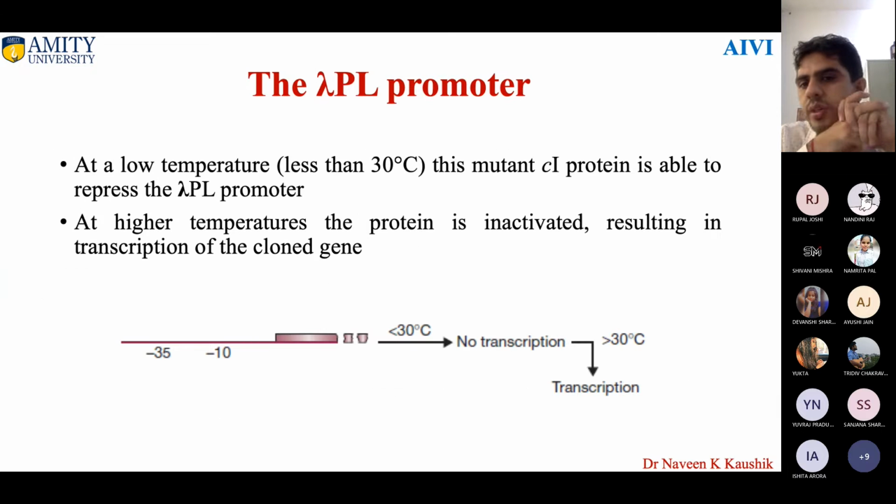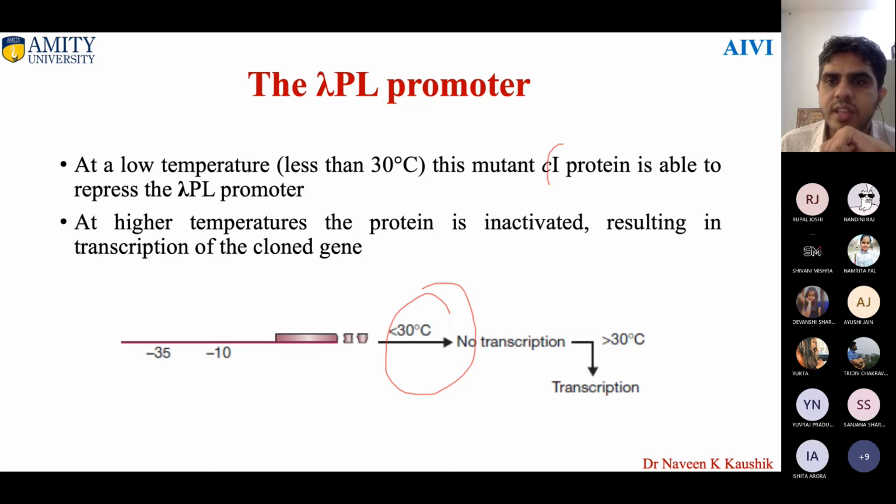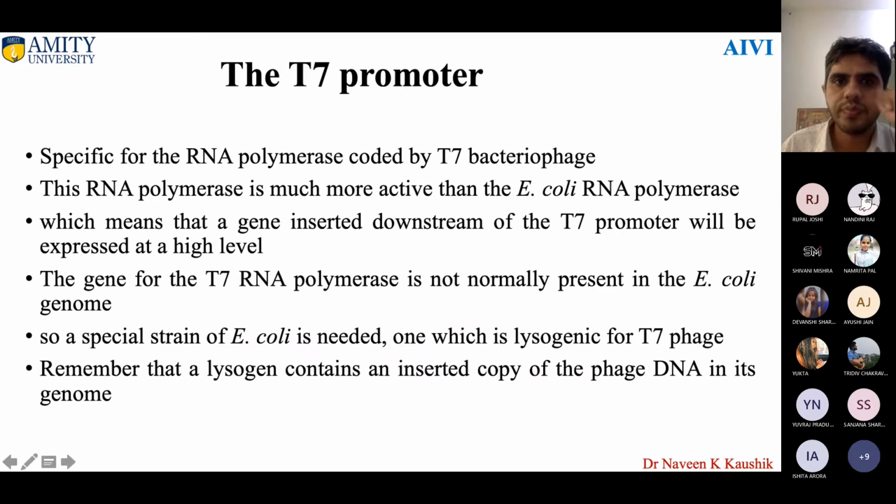Here is how we work with it. At low temperature, less than 30, the mutant CI protein is able to repress the PL promoter. At higher temperature, the protein gets inactivated, resulting in the transcription of your cloned gene. So if you keep your E. coli below 30 degrees Celsius, the CI protein is active and it will stop the transcription. But as you raise the temperature above 30 degrees Celsius, the CI protein becomes inactive and transcription will start. So this is how different promoters control the transcription of your gene.